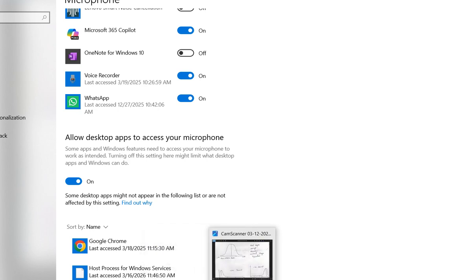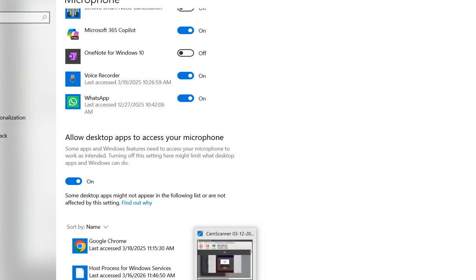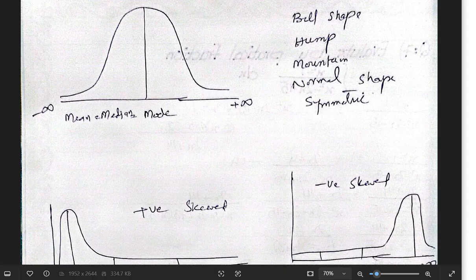Bismillah ir-Rahman ir-Rahim. Now, today our topic is about skewness. Now, this is the last topic of chapter number 4, Measure of Dispersion, where we have to check the skewness and kurtosis of distribution. Now, this first shape, this is called bell shape.